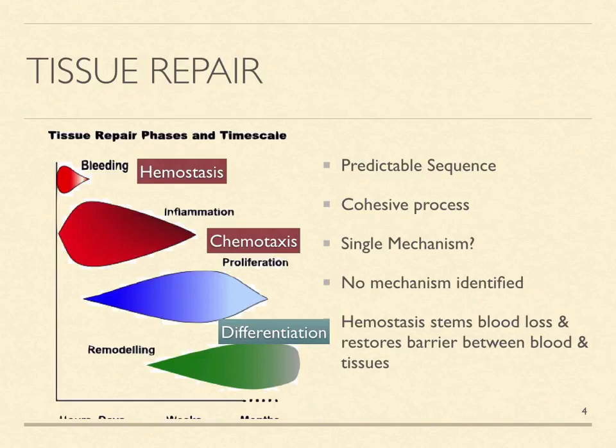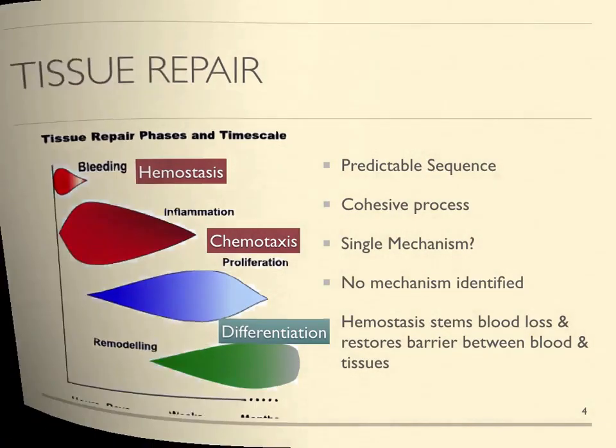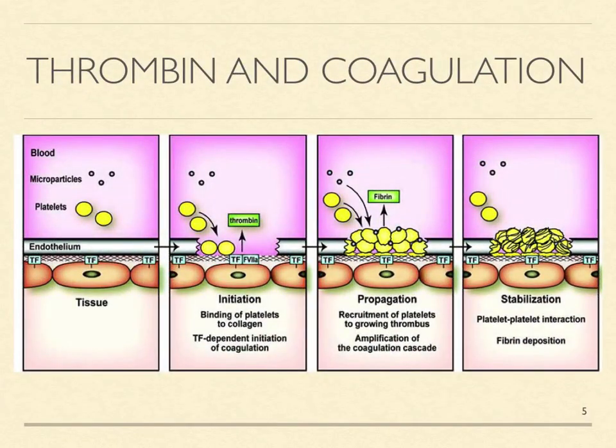The first event in tissue repair is hemostasis that stems blood loss and restores the barrier between flowing blood and extravascular tissues. Coagulation begins with the formation of a white clot consisting of activated platelets.